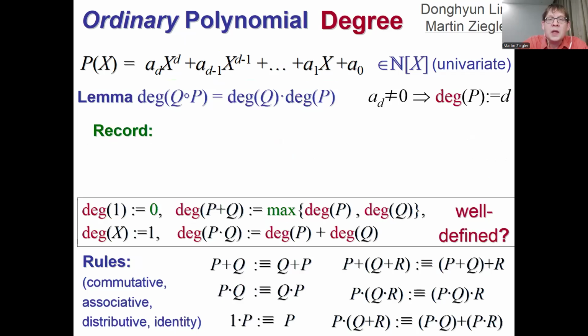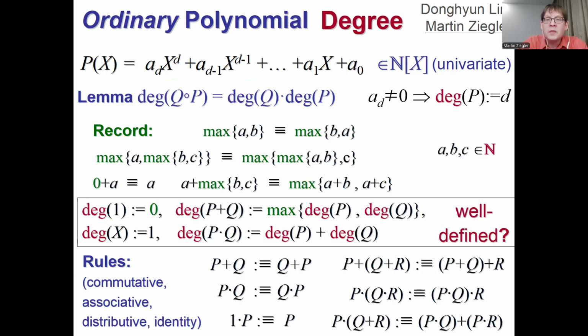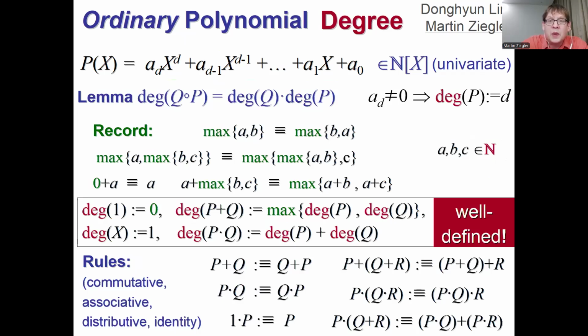But actually, it turns out that the maximum operation, which we use to define the degree of the sum, also satisfies commutative, associative, identity, and distributive laws, so this means this inductively defined degree, which is of course the degree which you already know, is well defined.